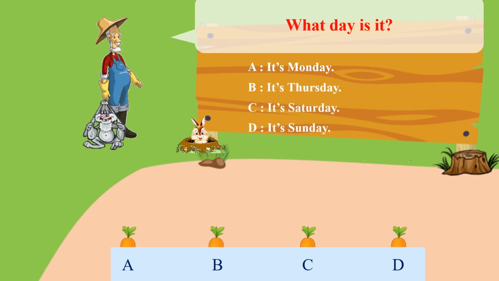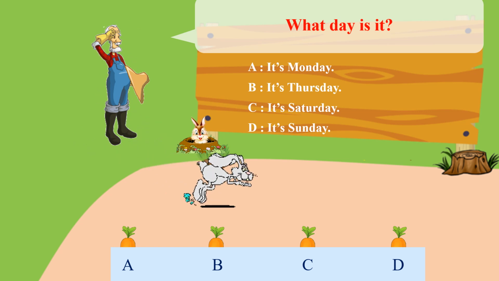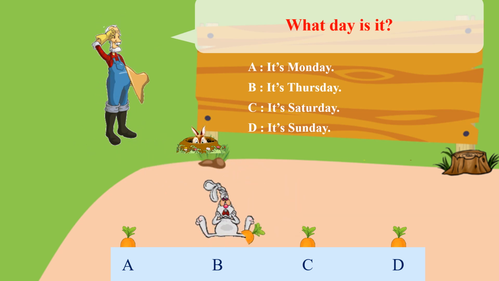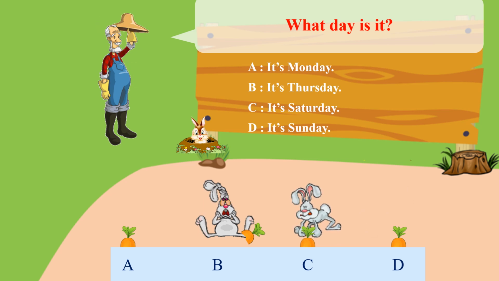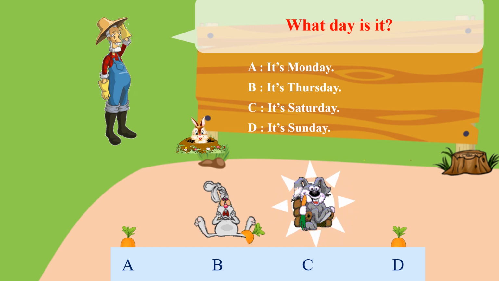And the last question. What day is it? A. It's Monday. B. It's Thursday. C. It's Saturday. And D. It's Sunday. Is that B? Do you choose B? Let's check. No, I'm sorry. Try again. Is it C? Yes, very good. The answer is Saturday. Okay, how many carrots can you find for the rabbit? 5 carrots? Very good.